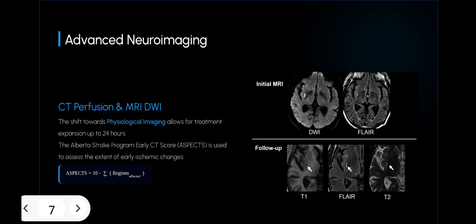The shift towards physiological imaging allows for treatment expansion up to 24 hours. The Alberta Stroke Program Early CT Score, ASPECTS, is used to assess the extent of early ischemic changes. ASPECTS is equal to 10 minus the summation of regions affected.